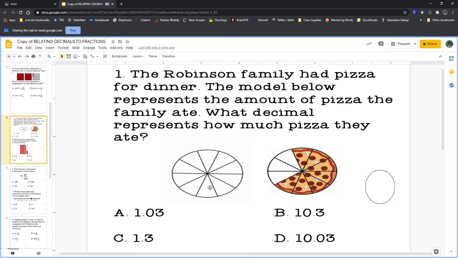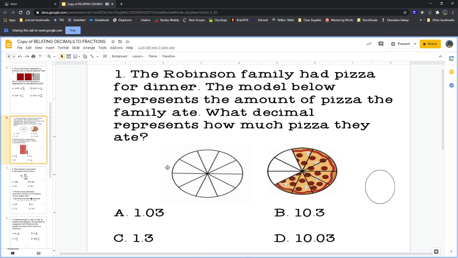So the first thing I would want to figure out is how many pieces is this pizza cut into? I'm going to start by counting from this very top. 1 piece, 2, 3, 4, 5, 6, 7, 8, 9, 10. So both of these pizzas are cut into 10 pieces. I can see that one of the pizzas is completely gone. They ate all of that pizza. And they started to eat the second pizza, but they didn't get to finish it.